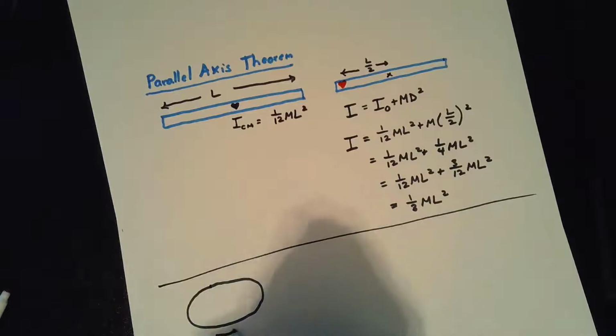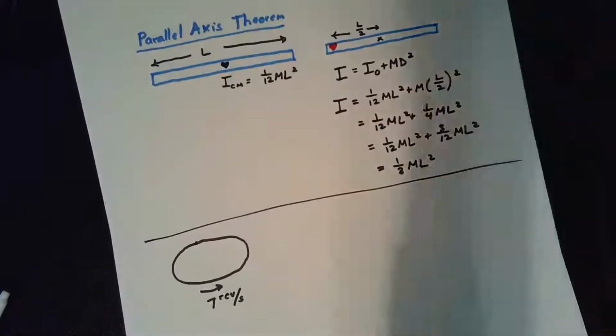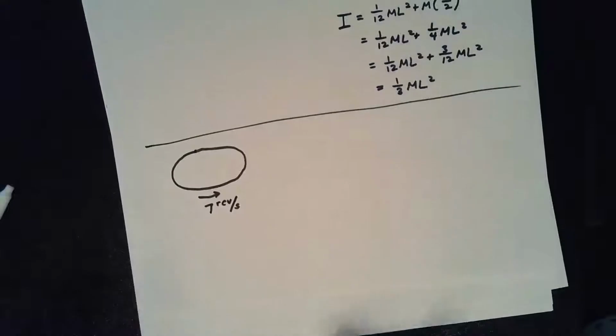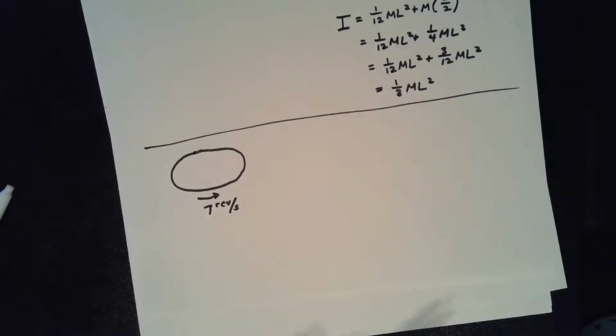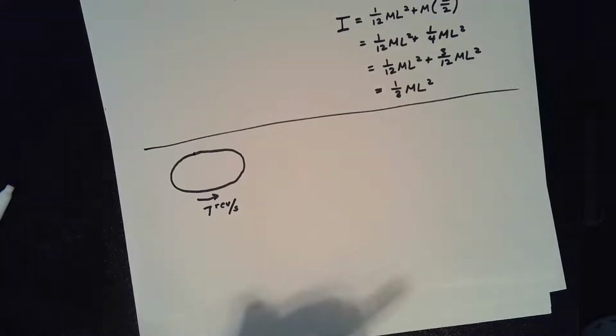Okay, and this disk is rotating at 7 revolutions per second. Oh, you can't see that. Just move that up a little bit. Okay. A non-rotating rod of the same mass and length as the disk is dropped onto it, and then they spin together. What is the angular velocity?